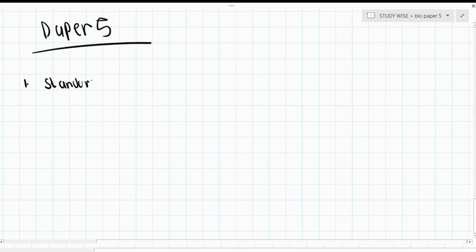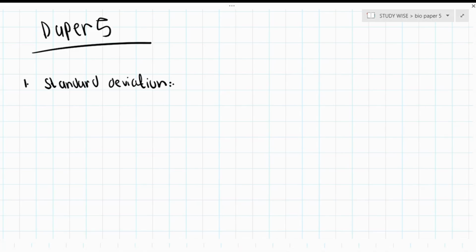And the stuff that you really need to be well familiar with in paper 5 is 1. Standard deviation. Basically this shows where the spread of data is above and below the mean. And this formula you really don't need to memorize, but you need to know how to use it.